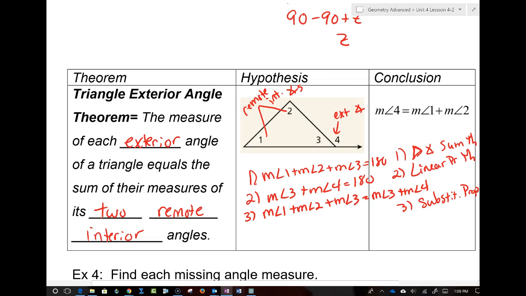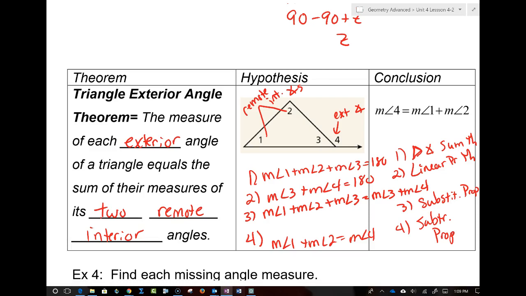What would I like to get rid of? Angle 3. Can I? Yep, it's subtraction. So this one is really all algebra. So I know the measure of angle 1 plus the measure of angle 2 equals the measure of angle 4. And that's just from subtraction.